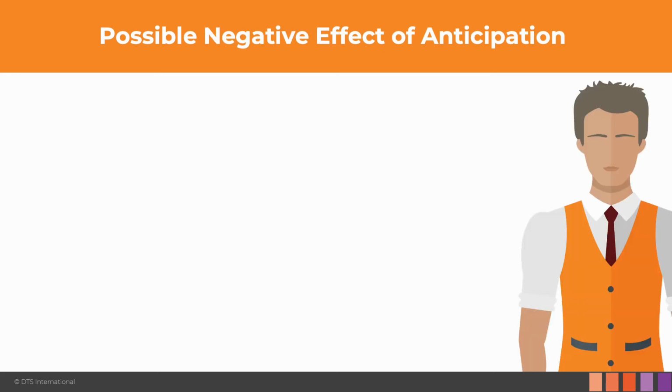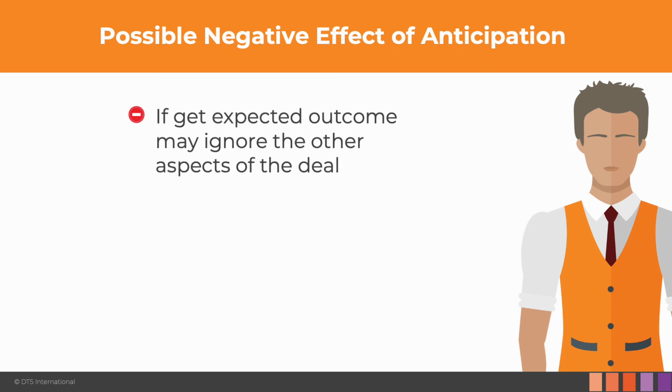And finally, there's also possible negative effects of anticipation. Now, with anticipation, if I get the expected outcome, I may ignore the other aspects of the deal. This happens a lot of the time with money. People push to negotiate on money, and then they get their offer accepted, but they forget about all the other details. And then what happens? The deal becomes more costly in the long run.